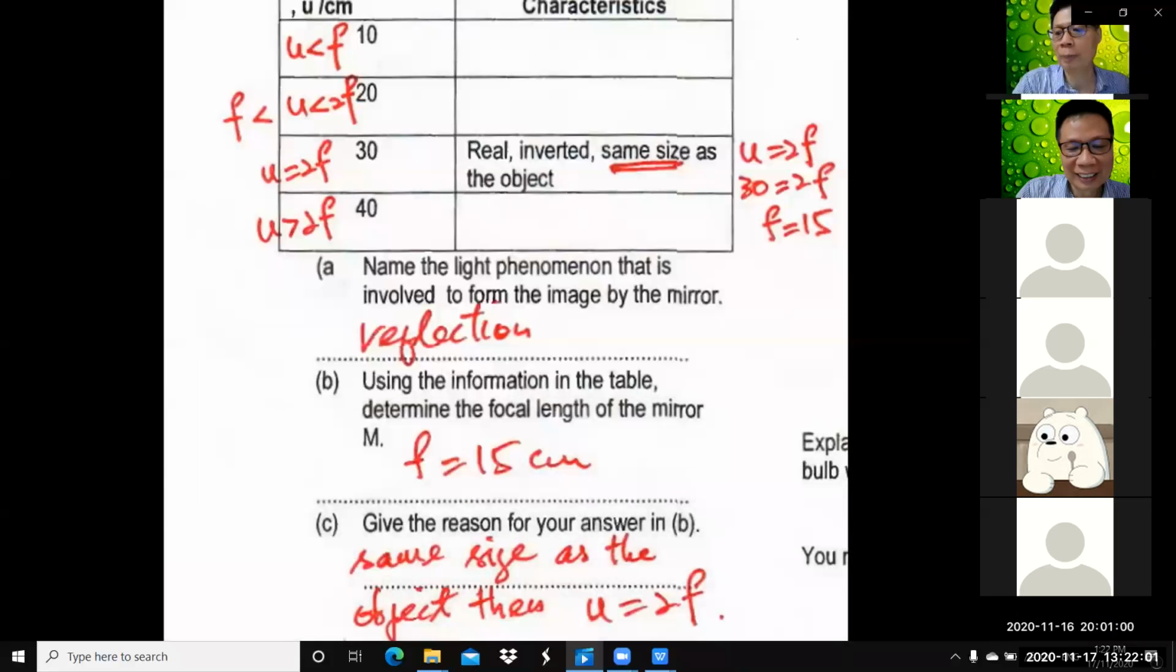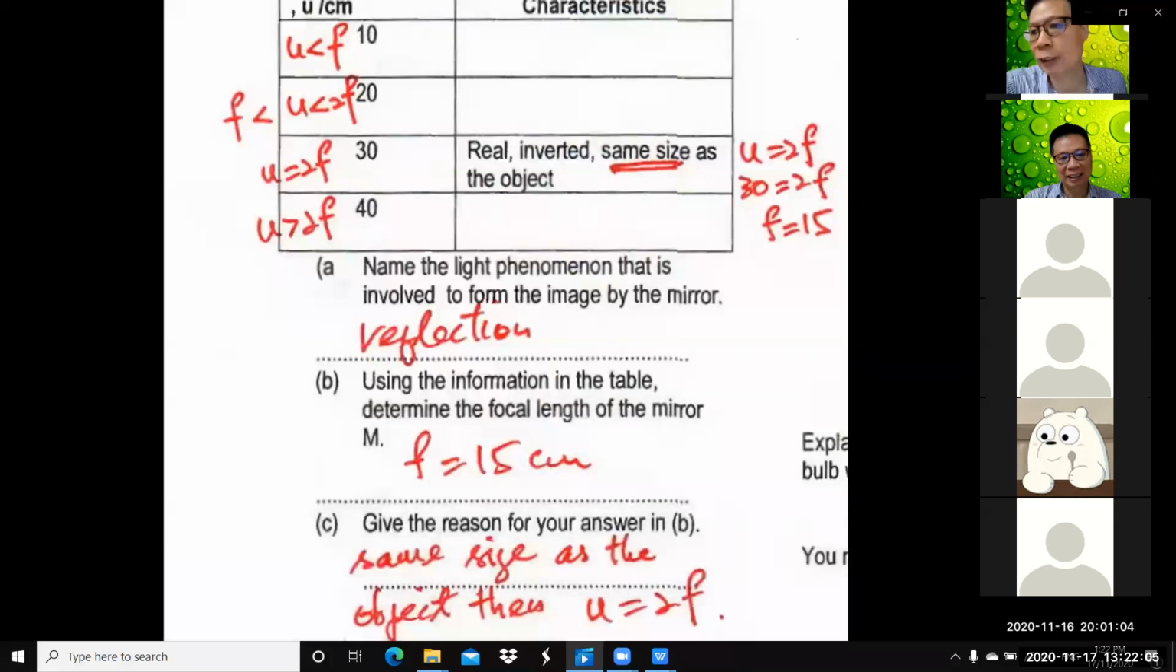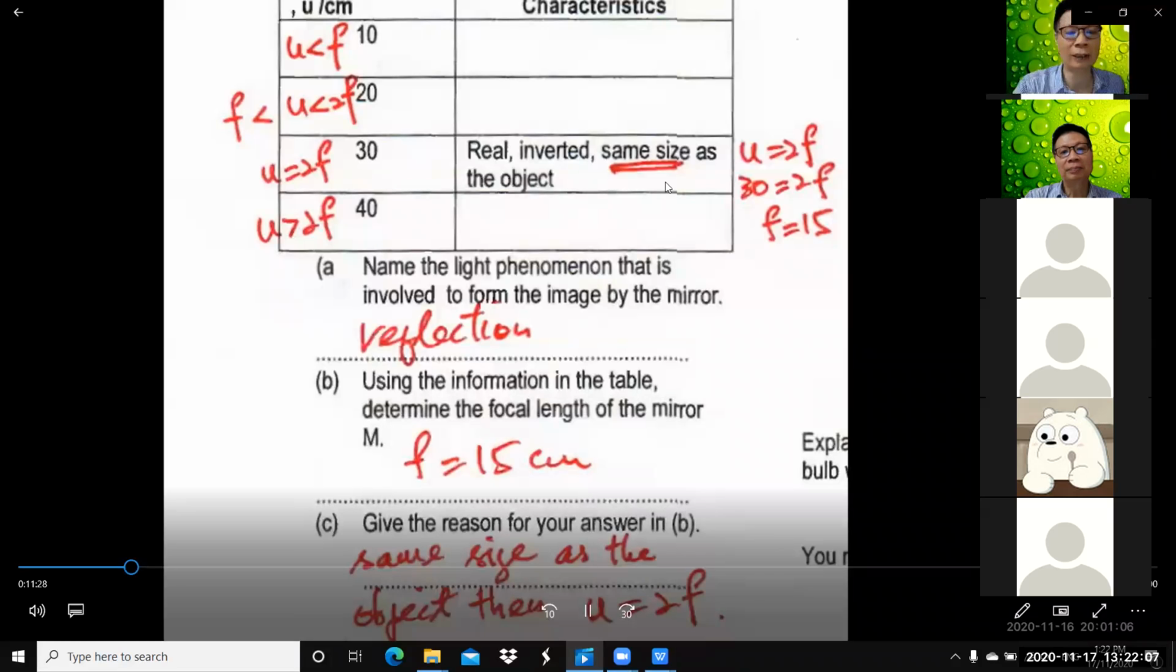Because the image is the same size as the object, then you can say u equals 2F.